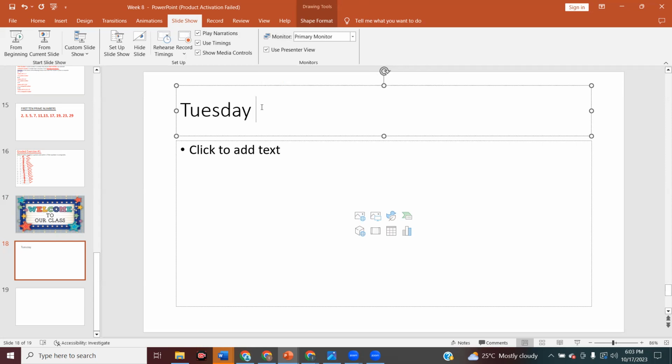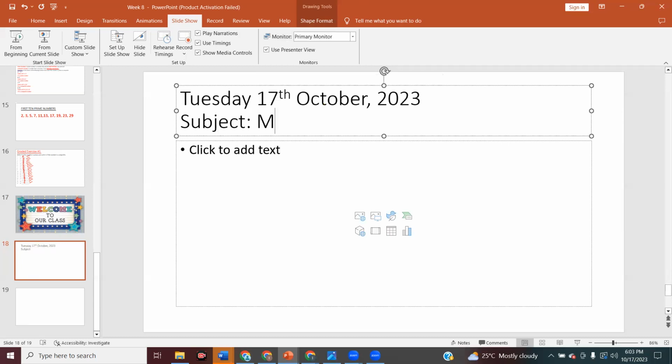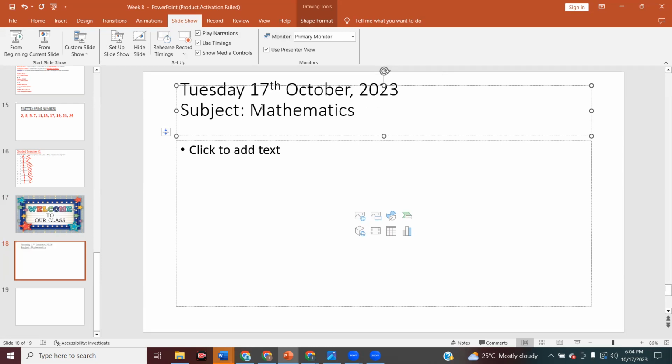Today is Tuesday, the 17th of October, 2023. Obviously, the subject is, of course, mathematics, and we'll be looking at perimeter and algebra part 2. Yesterday we did it for the first time. Today we're going to extend that idea.